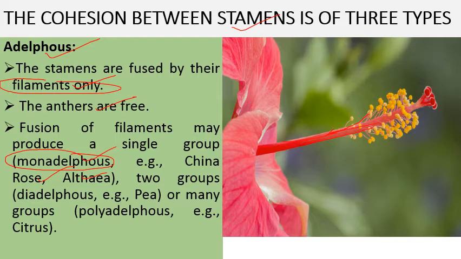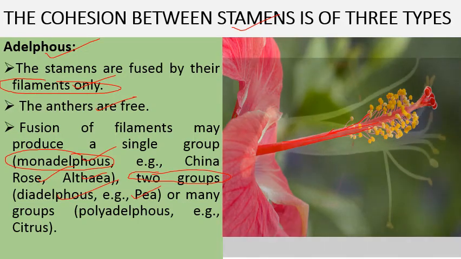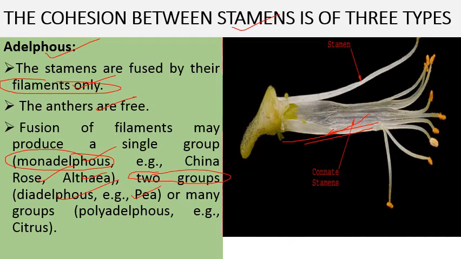If these filaments fuse to form 2 groups or 2 bundles, then we use the term diadelphous condition. It is found in the case of Pisum sativum. In this case, the total number of stamens is 10, out of which 9 are fused to form a single bundle and 1 is free, so it represents 2 bundles, and this condition is known as diadelphous condition. Or there may be fusion of filaments to form many bundles or many groups, and that condition is known as polyadelphous condition. It is found in the case of citrus.